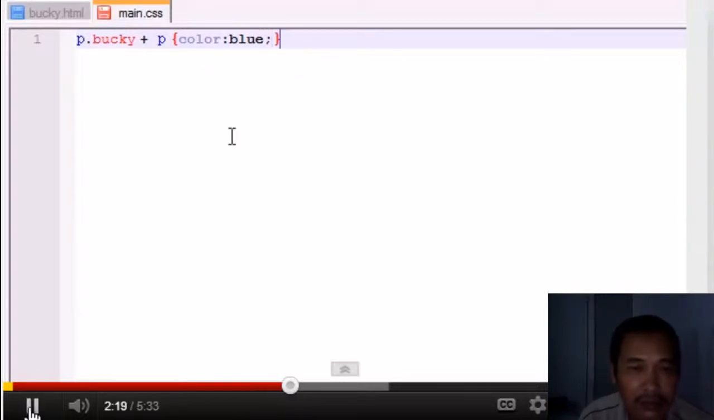So this is pretty much saying, okay, whenever we have a paragraph that follows another paragraph with the class Bucky, turn it blue. So let's go ahead.